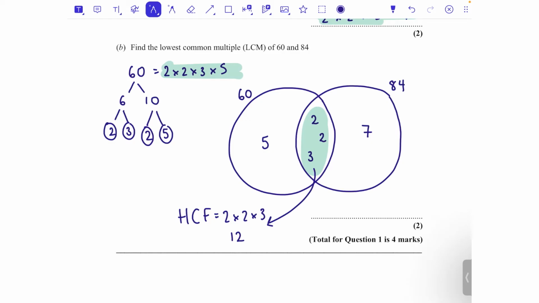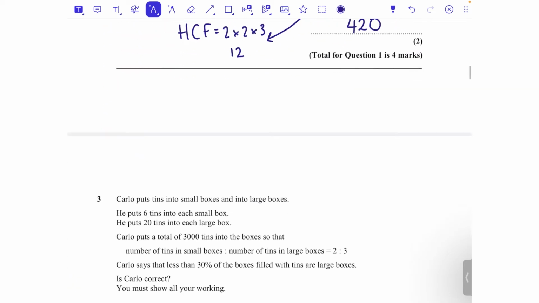If you want the lowest common multiple, you take that 12 and multiply it by any numbers left on the outside. So 12 times 5 times 7. So let's put that somewhere else, let's put that over here. Lowest common multiple is 12 times 5 times 7, any numbers left on the outside, which is 420. And you have got a calculator, so you can use your calculator for that one. This was a calculator paper. Fabulous, there we go. Next question.